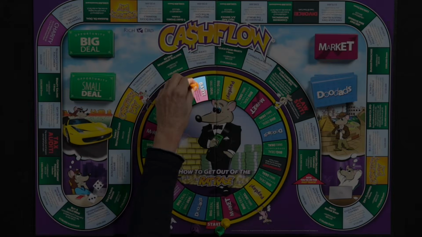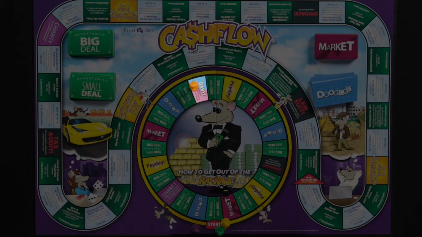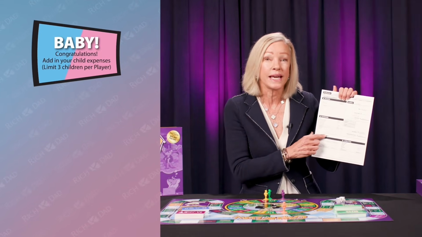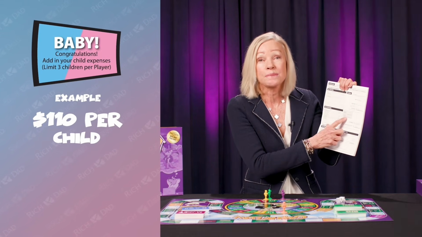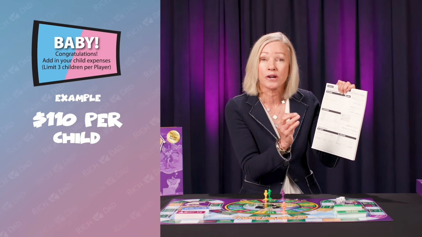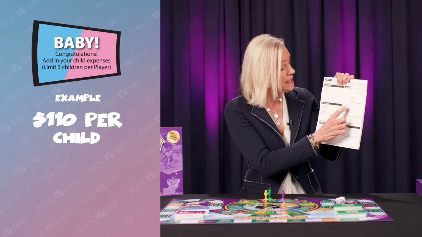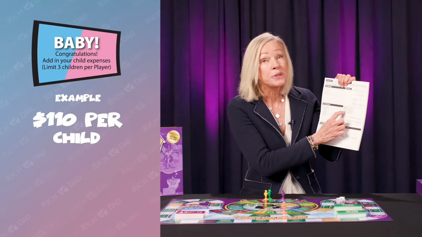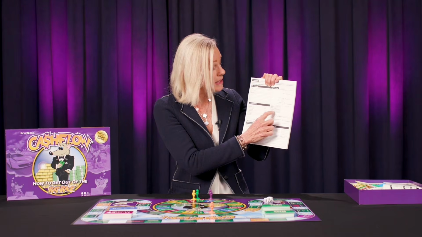Congratulations, you have a baby. If you land on the baby space, it'll show up on your financial statement. So at the start of the game, you have a per child expense and you have 0 children to start. But if you land on the baby space, now you have 1 child, and that per child expense, in this example it's $110, is now part of your total expenses. The maximum number of children, babies, you can have is 3.